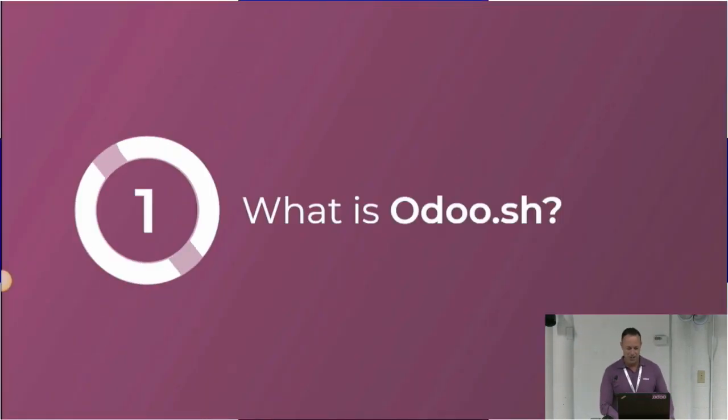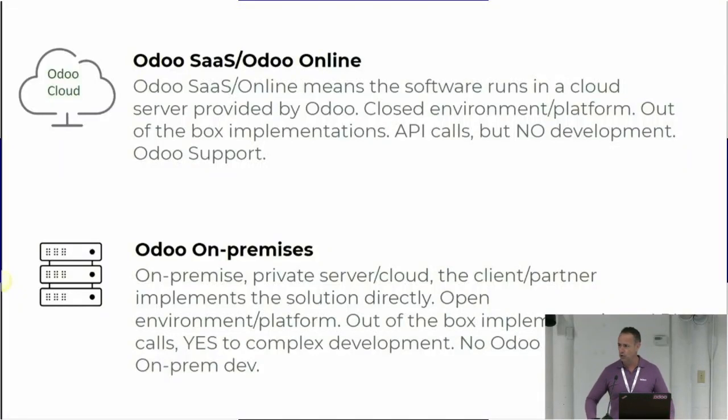So what is Odoo.sh? And sometimes it's really good to answer a question by talking about what it isn't. So in this case, what I want to launch into is what did Odoo have in terms of a deployment platform prior to Odoo.sh? So up until we launched Odoo.sh 2 years ago, more or less, your two options were Odoo SaaS or Odoo Online. So those two names were very much synonymous.